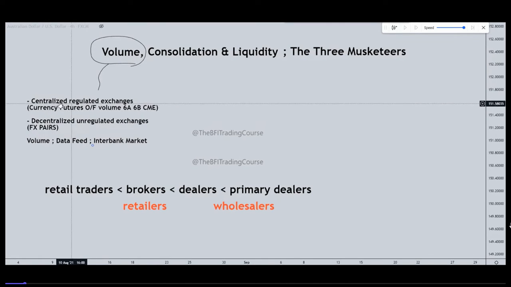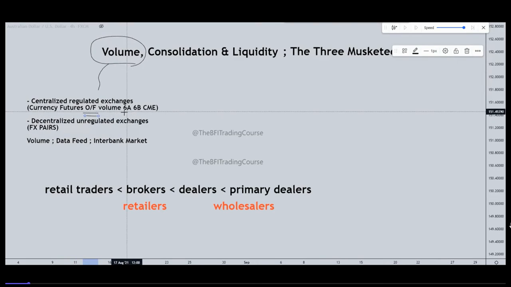Currency futures is traded where? On these centralized exchanges. So this is where some of you can use order flow volume data and actually see the actual orders coming in, the bid and ask data. For example, 6A is Australian dollar. This is the symbol for it, but that has volume, and that's a data feed from this exchange, but a regulated one.